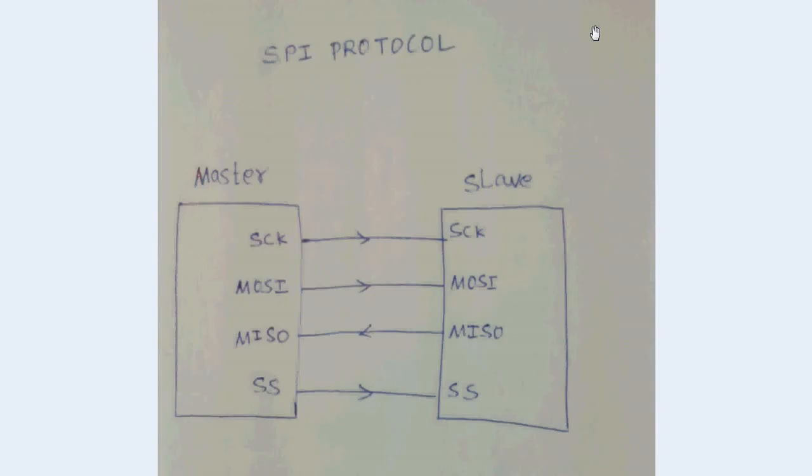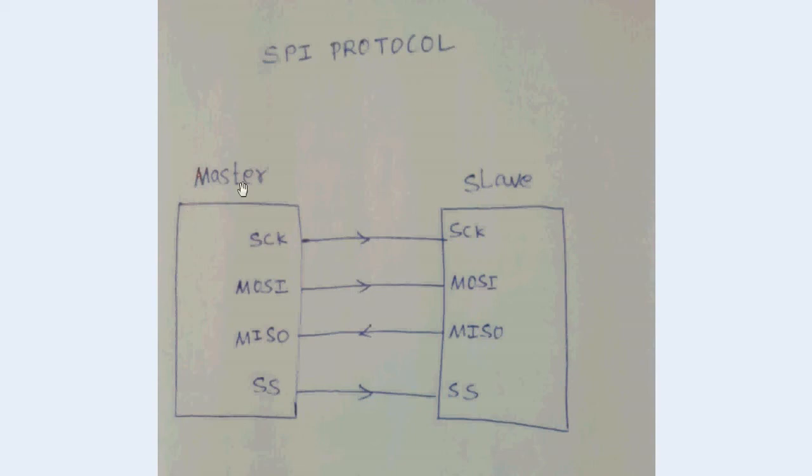Full form of SPI protocol. SPI means Serial Peripheral Interface. So Serial Peripheral Interface is an interface bus commonly used to send data between microcontrollers and small peripheral devices such as shift registers, sensors, SD cards, like that.